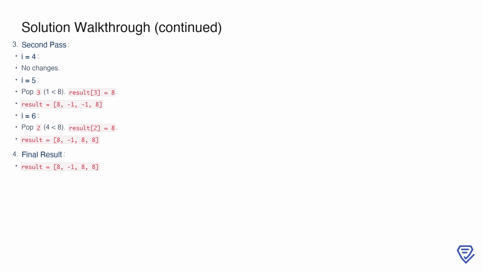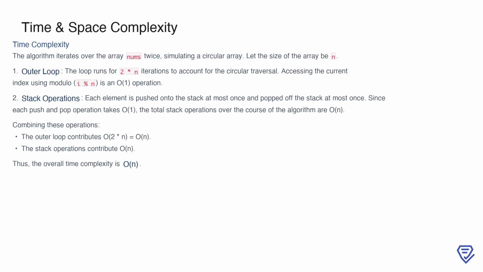Finally, for I equals 6, the current index is 2, and the value is 4. Since 4 is not less than the value at the top of the stack, no further changes are made. At the end of the second pass, the stack is 1, and the result array is finalized as 8, -1, 8, 8. When analyzing the time complexity of this algorithm, we start with the outer loop.